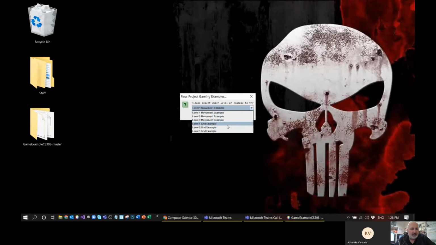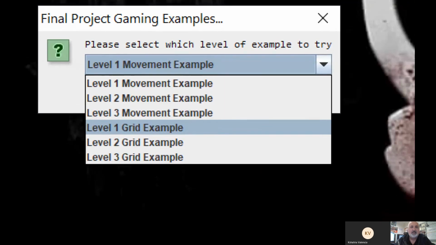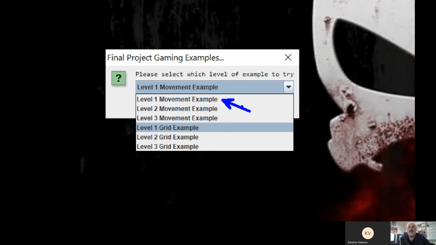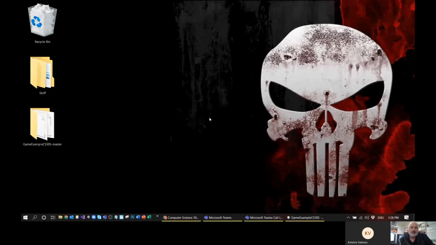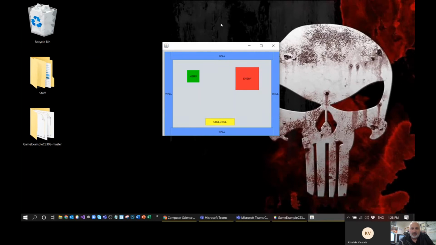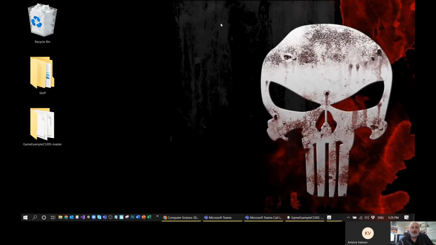Okay, so here you can see I've started with just this little thing that says, would you like to see an example of level 1 movement? Let's take a look at what that would look like. Level 1 movement is very simple, just something that looks like this. I can use my keyboard to keep moving the hero around to try and get to the objective. I can't go through walls. If I touch the enemy, it closes. You lose, and we're done. Okay? So that's very simple.